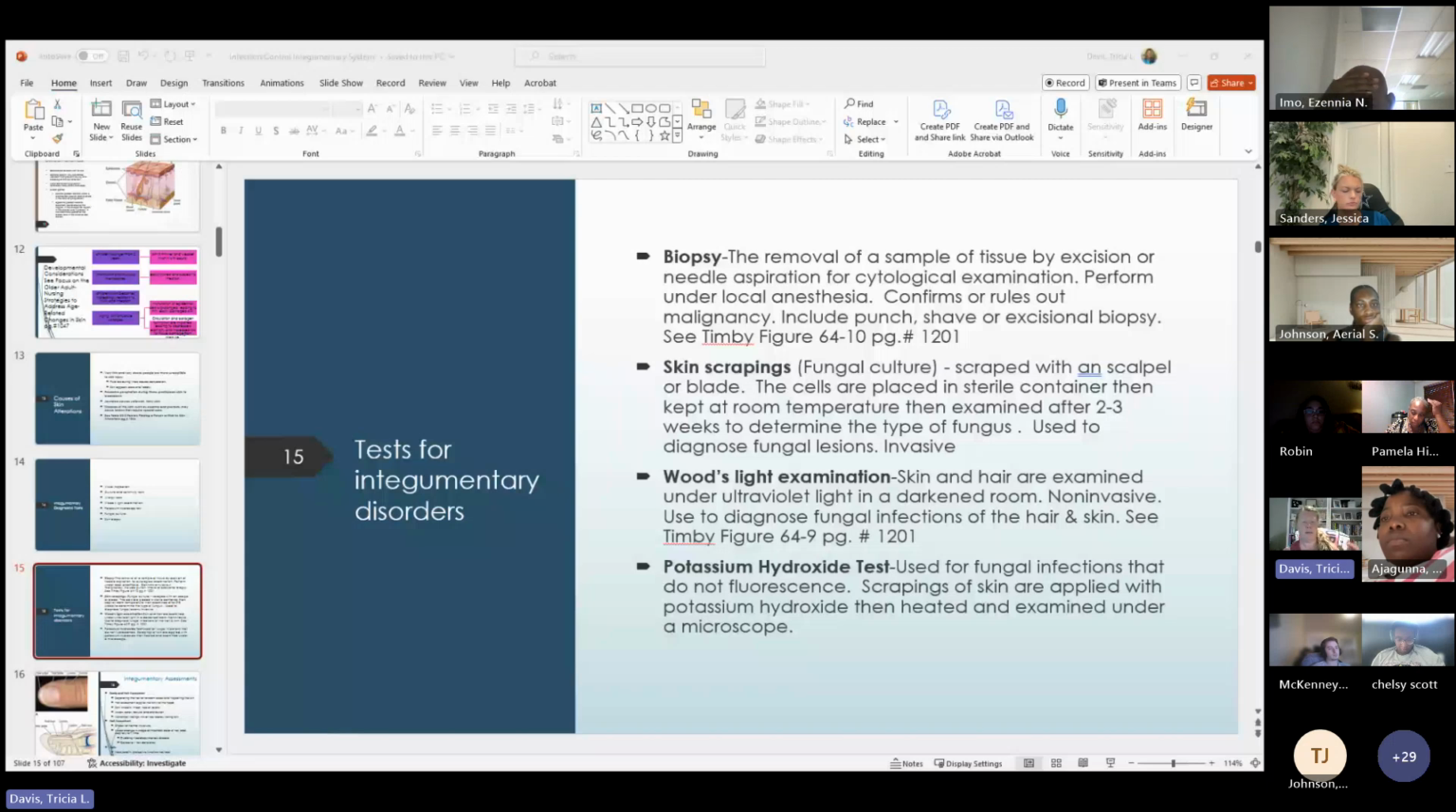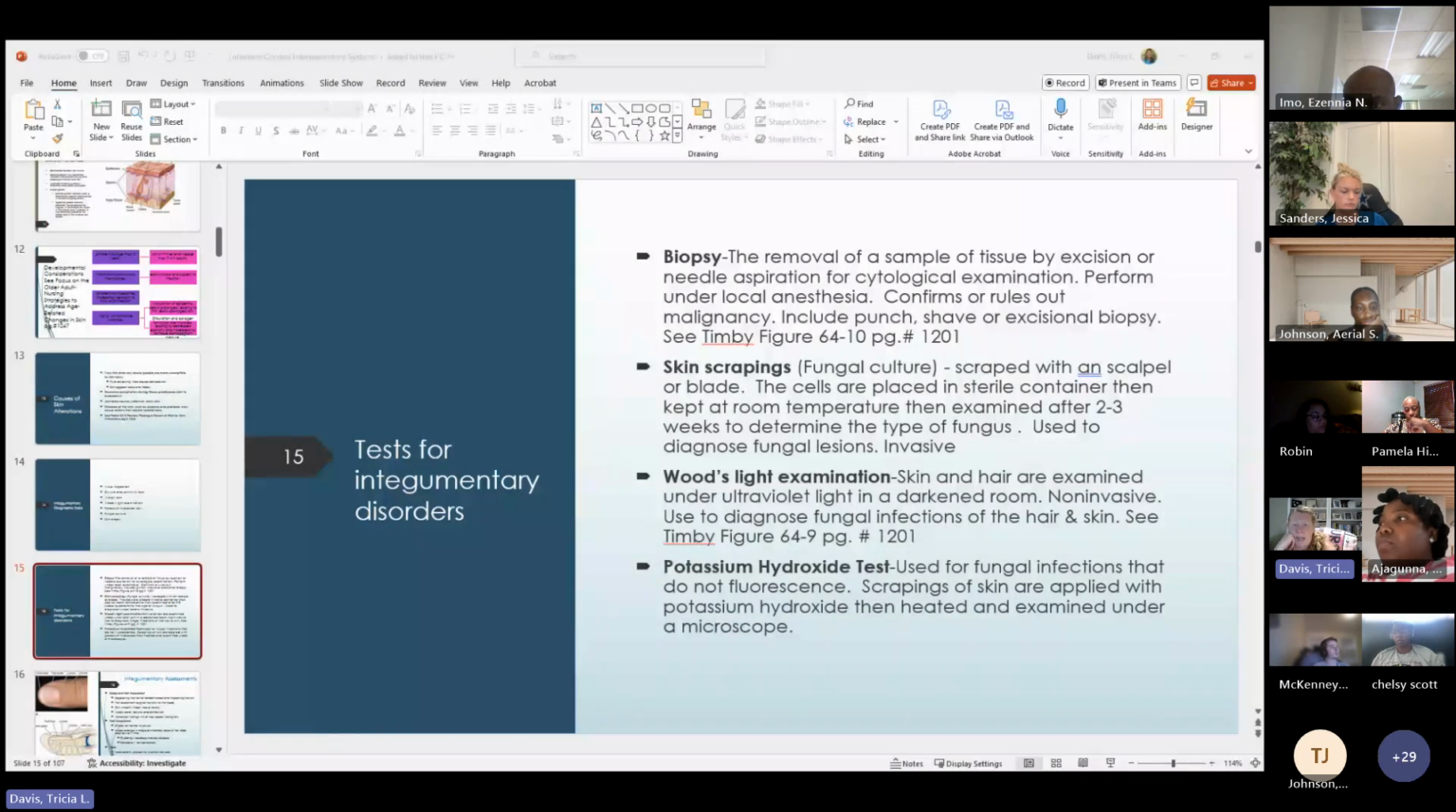So a skin scraping would be if we have some type of a lesion on the body, they take a scalpel or a special blade and they go in and they scrape pieces. So they take basically some of the cells from that wound or whatever they have going there and they put them in a sterile container. They keep that sterile container usually at room temperature. And then they go in about 2 or 3 weeks later to determine if they think it's a fungus, what type of a fungus it is. This is probably a little bit more invasive than a biopsy. It doesn't sound like it, but it is definitely more invasive because of how much you're taking off when you scrape.